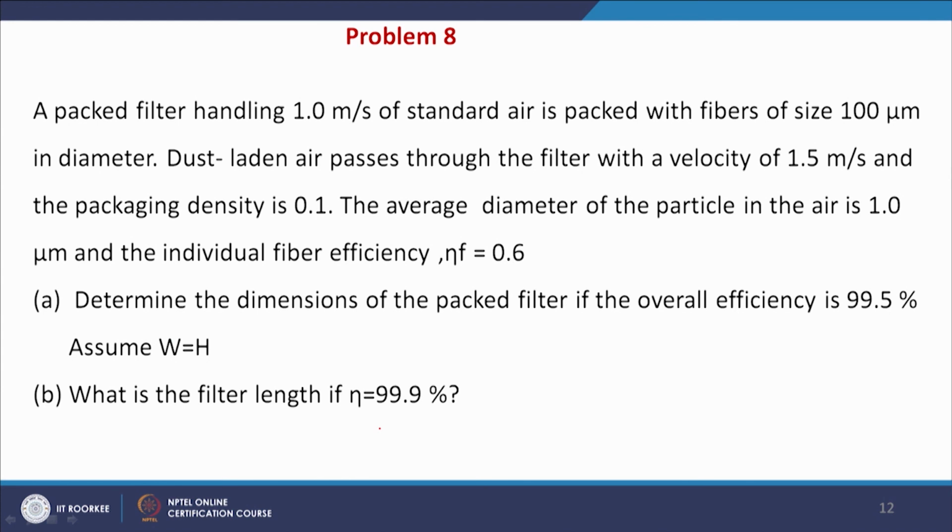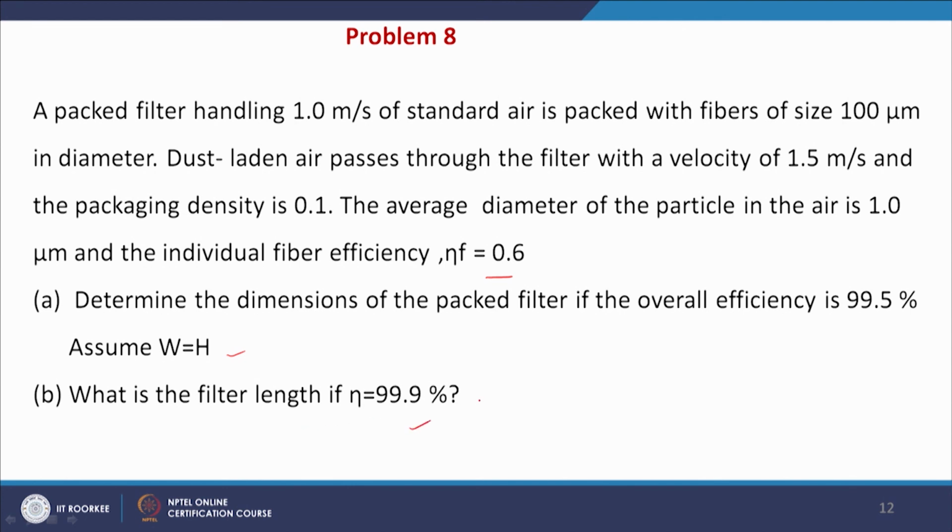Problem number 8. A packed filter having 1.0 meter per second of standard air is packed with fibers of size 100 micrometer in diameter. Dust laden air passes through the filter with a velocity of 1.5 meter per second and the packaging density of 0.1. The average diameter of the particle in the air is 1 micrometer and the individual fiber efficiency is equal to 0.6. So, determine the dimensions of the packed filter if the overall efficiency is 99.5%, assume W equal to 8, and what is the filter length if eta is equal to 99.9%.